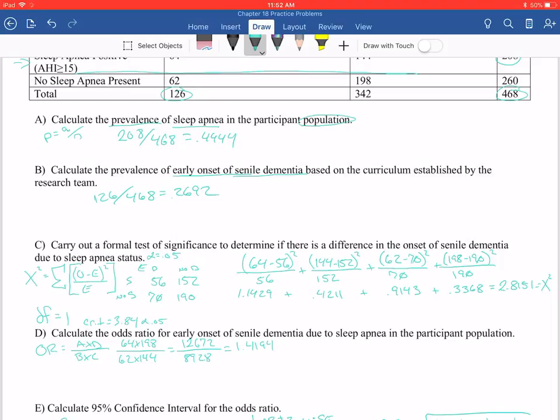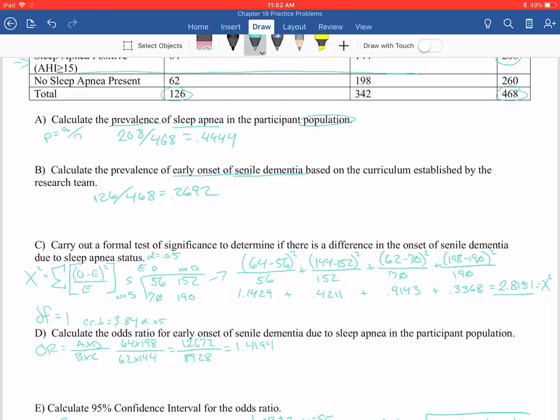Next, we want to carry out the formal test of significance to determine if there's a difference on the onset of senile dementia. So once again, you're going to get your chi-squared. Doesn't state to do a hypothesis statement here, but we know that a hypothesis statement will state that there is no difference as our null, and there is a difference for alternative. Chi-square equation, here's your expected value table. Plugged into the formula here, sum it all up, and you're getting a value of 2.8151 as your chi-squared value.